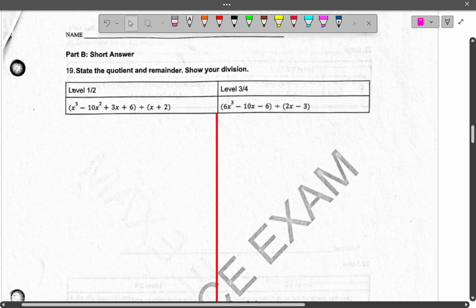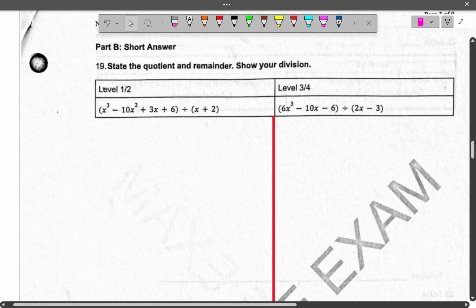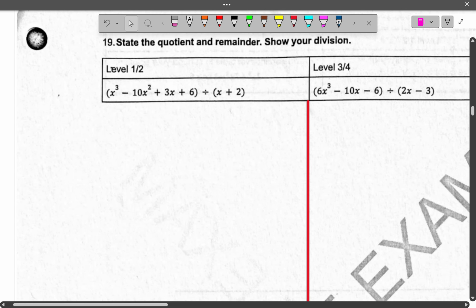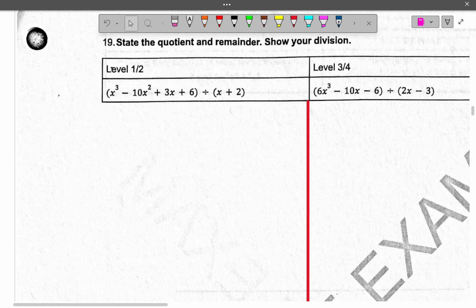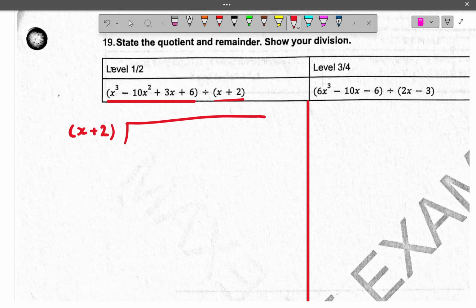It says to state the quotient and the remainder and then show your division. So the quotient is whatever your result is when we divide this larger polynomial by this smaller polynomial. I'm going to be dividing x cubed minus 10x squared plus 3x plus 6.